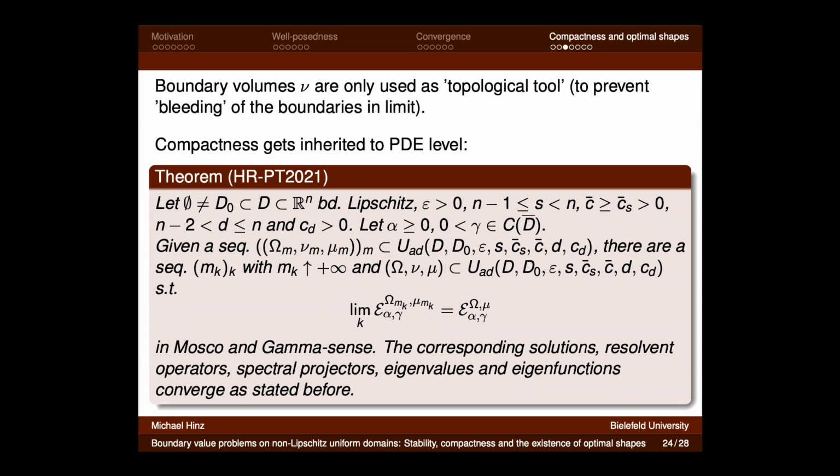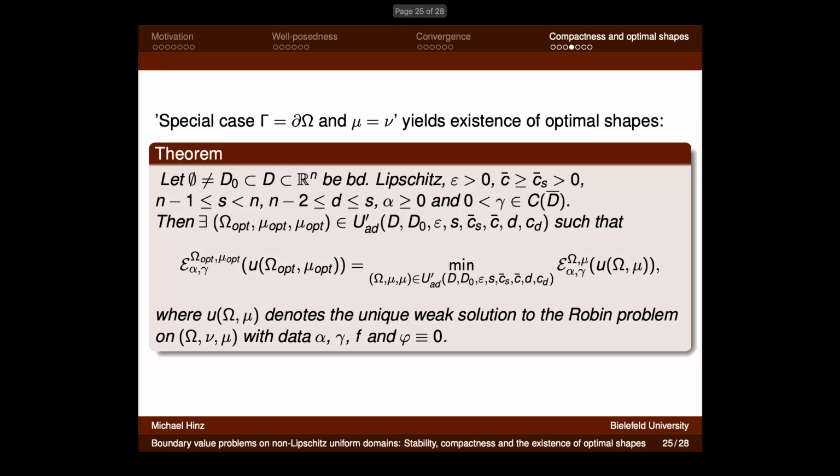We can single out a subsequence, and we can find a domain such that we have convergence to that domain according to the last theorem, and also we have convergence of the energy functionals in the Mosco and therefore also in the gamma sense. And then the corresponding solutions, the solvent operators, spectral projectors, and so on, converge as stated before. So once we have settled this compactness issue for the domains, by what we did before, it gets inherited to the solutions and to the energy forms.